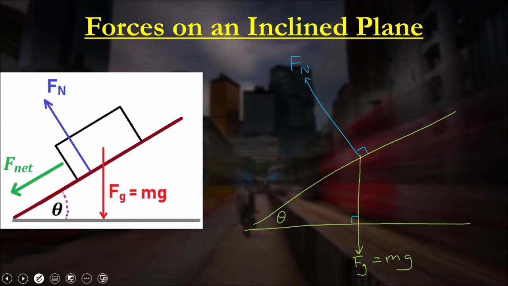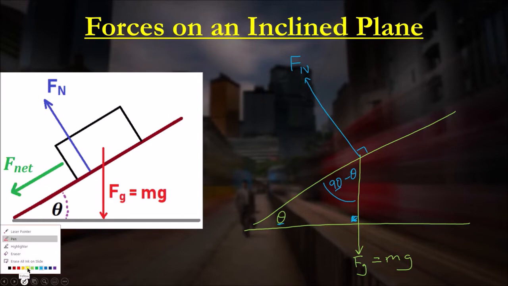What I also know is that this angle here would be 90 degrees minus theta. So this is 90 minus theta. So that's stage 2 of our graph.